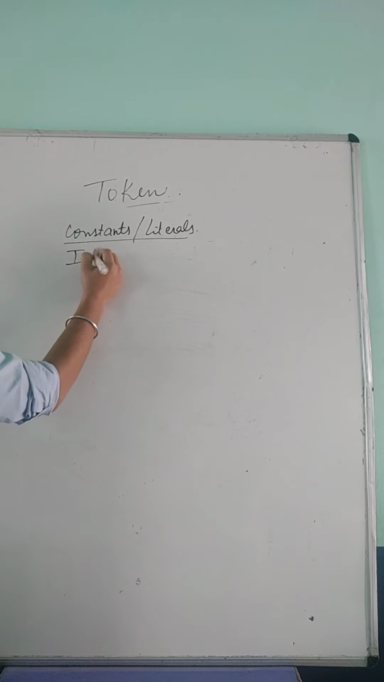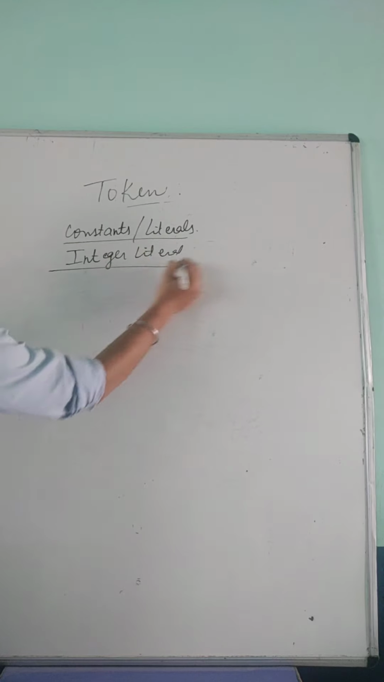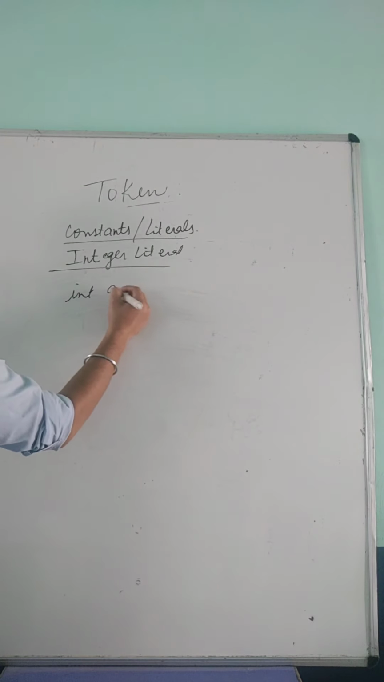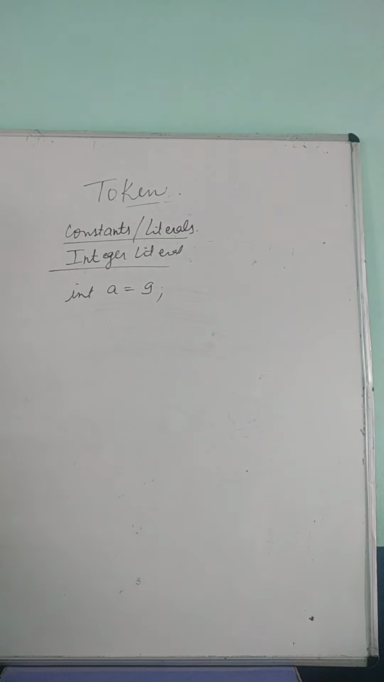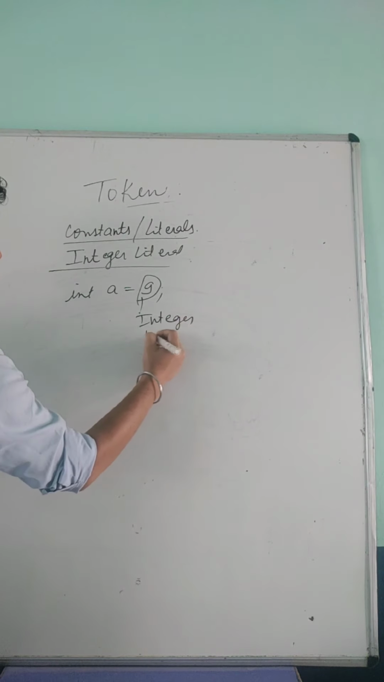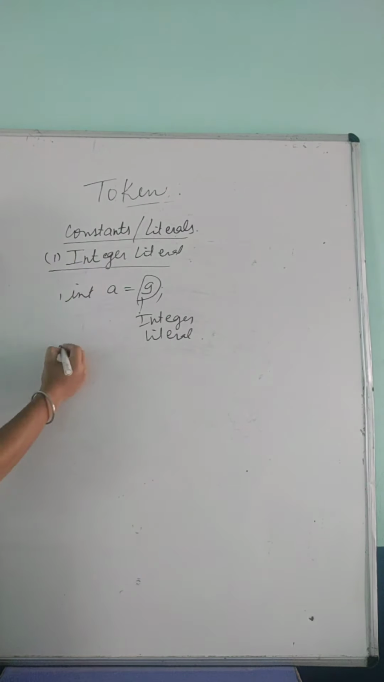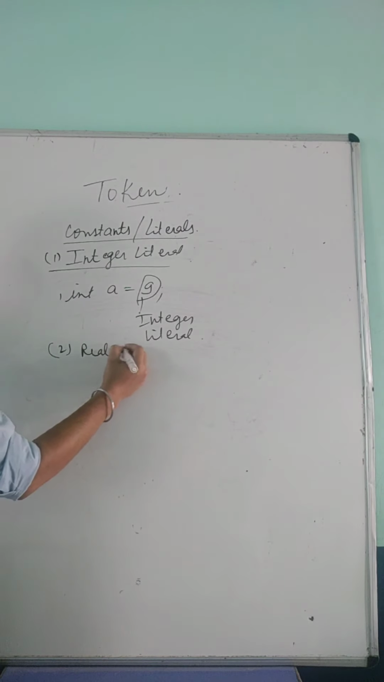The first one is our integer literal. Integer literal means, suppose int a equals to 9, and we have taken the example. Here 9 is called the integer literal. Second is our real literal.